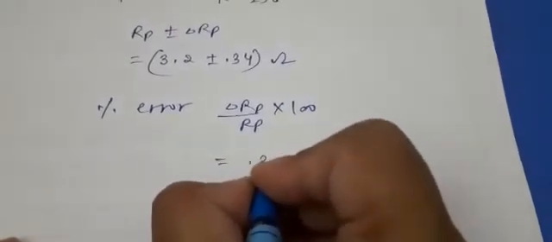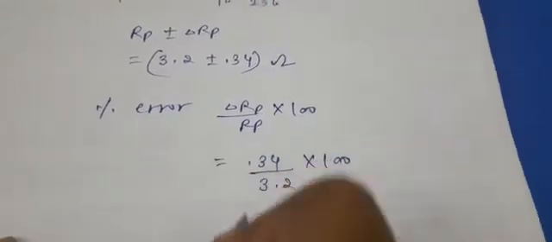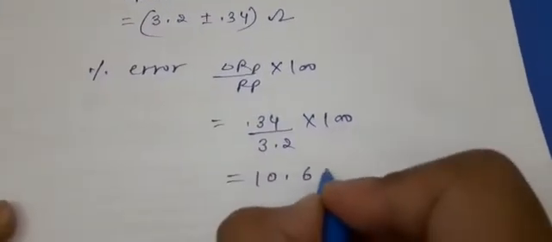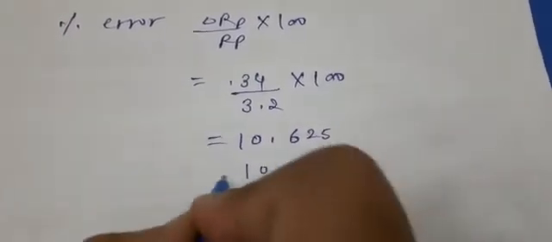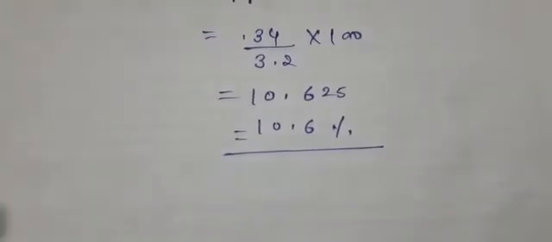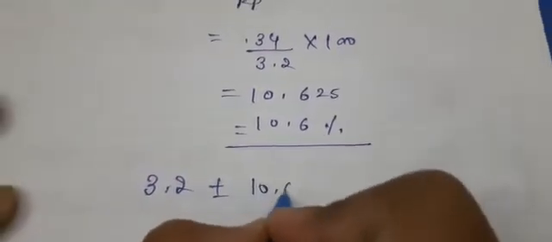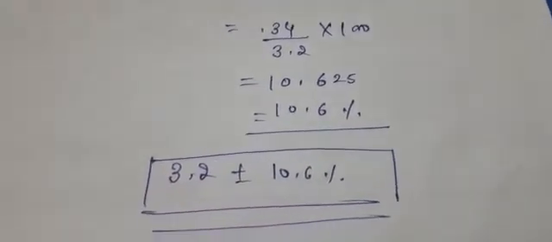It comes out to be 0.34 upon 3.2 into 100. When you solve it, it will come out to be 10.625. You can round it off and write it as 10.6%. So this will be the percentage error in parallel combination. This will be the result for parallel combination.